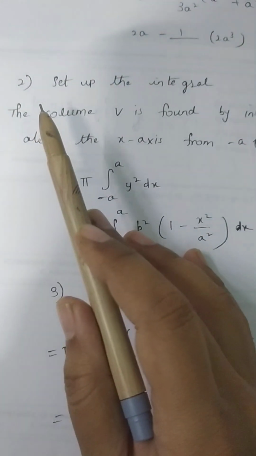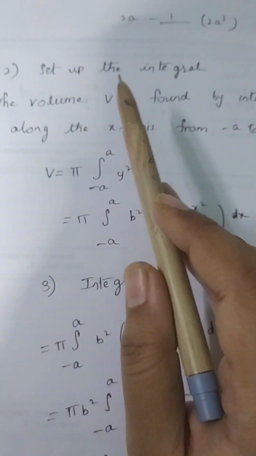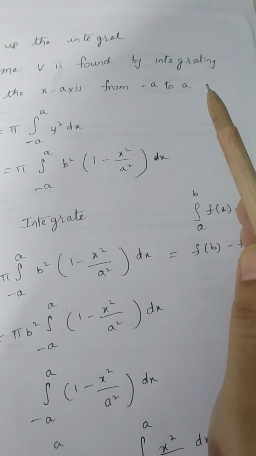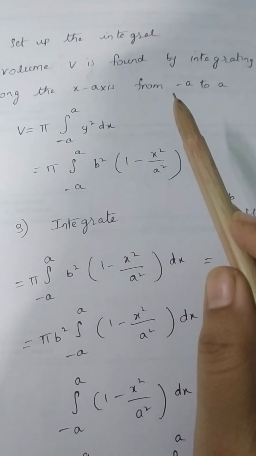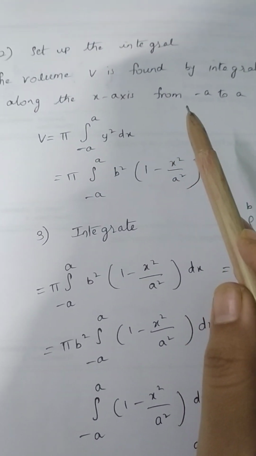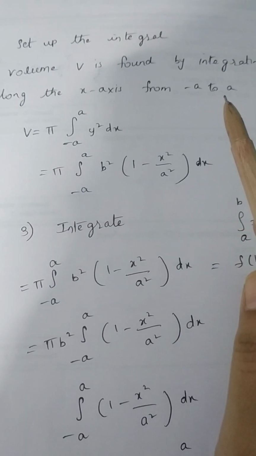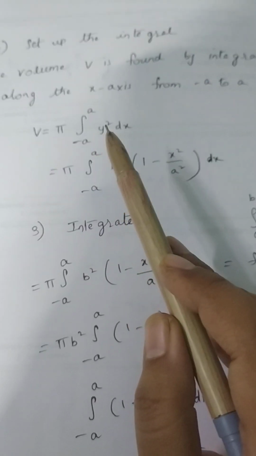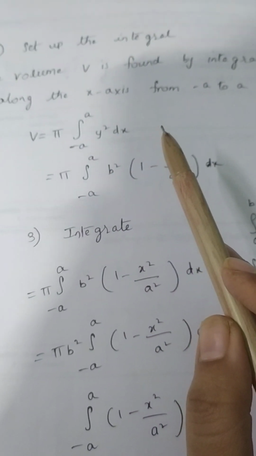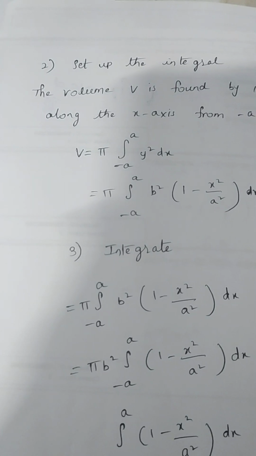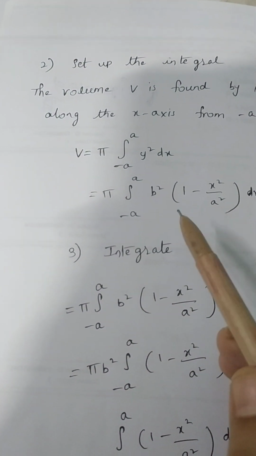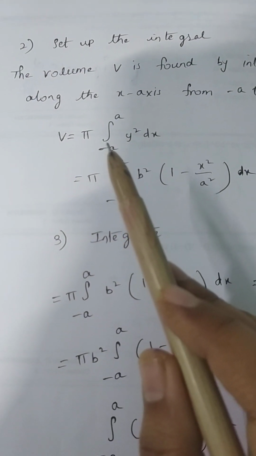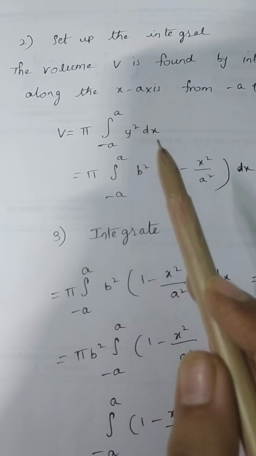Now the second step to find the volume of the solid is to set up the integral. So the volume V is found by integrating along the x-axis from minus a to a. So V is equal to pi integral from minus a to a of y square dx.